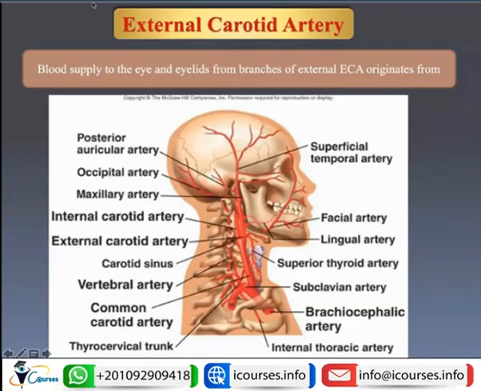Okay, so we discussed the branches of the internal carotid artery, which is the ophthalmic artery that concerns us. We also have the external carotid artery, which can share in the blood supply of the eyelids and the eye. So what are the branches of the external carotid artery that are of particular importance to us? They are the facial artery, the superficial temporal artery, and the maxillary artery.